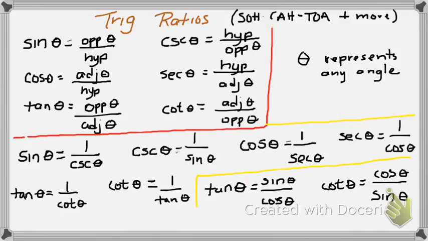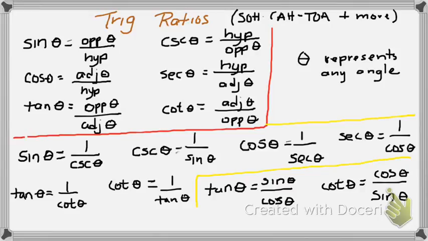Sine, as you know, is the opposite of theta divided by the hypotenuse. Cosine is the adjacent of theta divided by the hypotenuse. And then tangent would be the opposite of theta divided by the adjacent of theta. Again, theta represents any angle. So sine, opposite over hypotenuse, cosine, adjacent over hypotenuse, and TOA, tangent, opposite over adjacent.